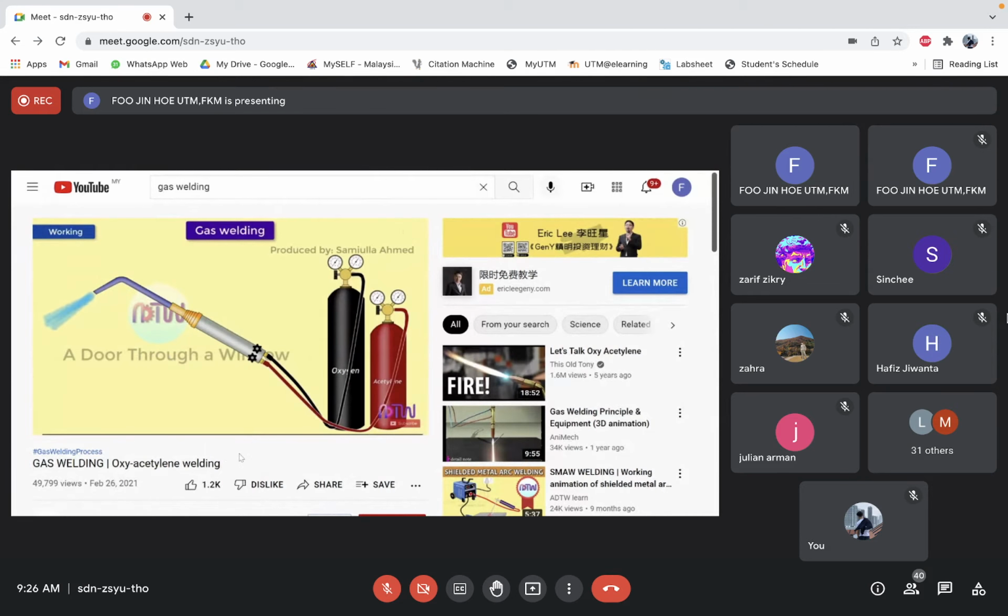The mixture of fuel gas and oxygen is then ignited by the striker. Then the flame of the torch is controlled by different valves present in the welding torch. Based on the type of flame required, the valves are operated accordingly.